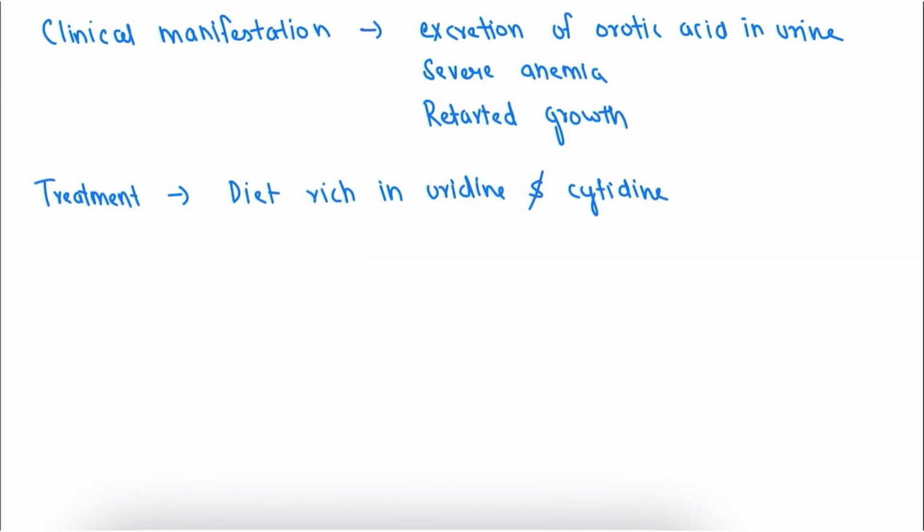Now coming to the clinical manifestation of orotic aciduria, there would be excretion of orotic acid in urine, severe anemia and retarded growth. The treatment of orotic aciduria is a diet rich in uridine and cytidine. As a first year student, you have to remember this much only.